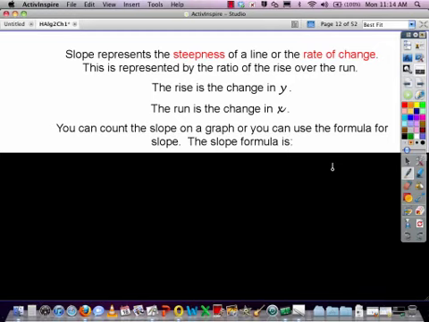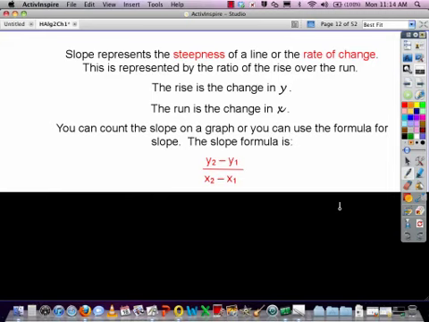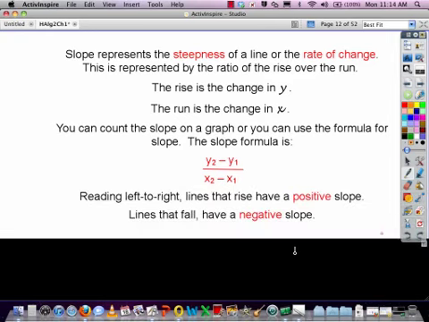You can count the slope on a graph, or you can use the formula, again, that was used in Algebra 1: change in y's over change in x's, which is y2 minus y1 over x2 minus x1. Order really does not matter as long as you're consistent. So you could do the y1s first or the x1s first if you are just consistent in your setup.